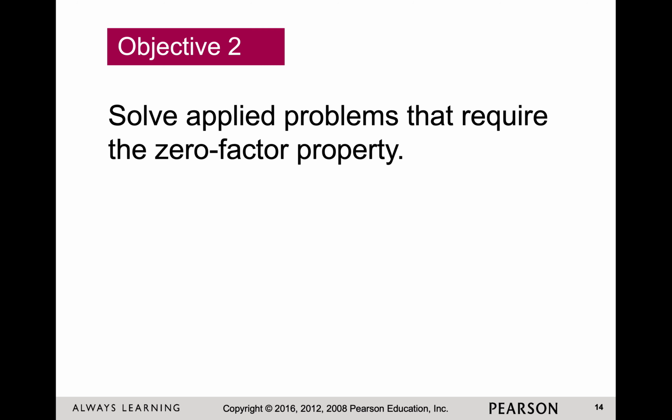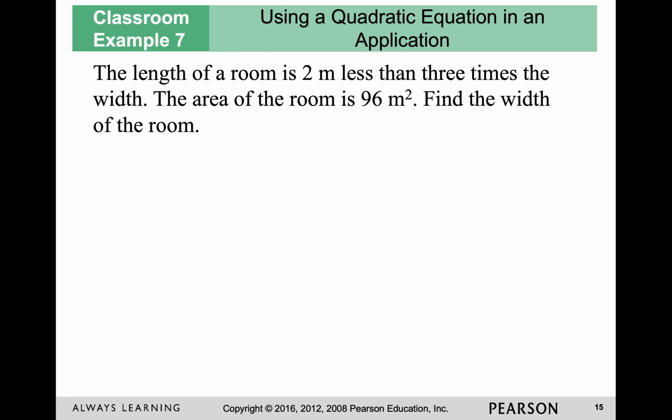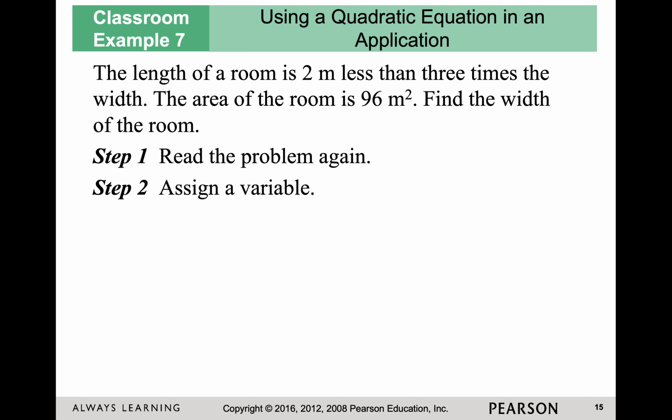Now let's look at applied problems for the zero factor property. The length of a room is 2 meters less than 3 times the width. That's a mouthful, right? The area of the room is 96 meters squared. Find the width. Well, I know that as I read this problem, area is going to be the sides multiplied together. So I need to assign a variable. So let's say that x is the width of the room.